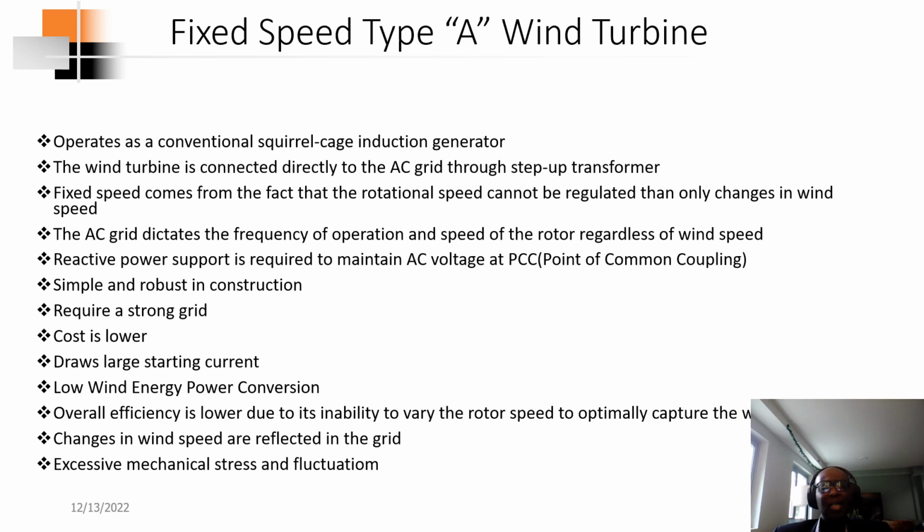When you energize this wind turbine, it results in a high inrush of large starting current, and that also needs to be taken a look at. The power conversion efficiency is very low. When there are changes in the wind speed, it doesn't change the speed of the wind turbine because, like I made mention, the frequency of the grid is what dictates the speed of the rotor. It also results in excessive mechanical stress and fluctuation.